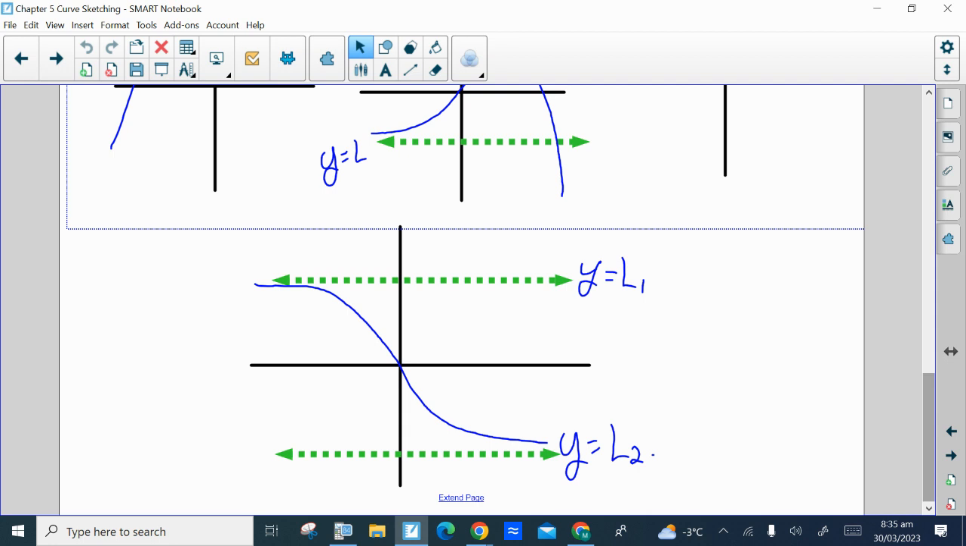And sometimes you might have two horizontal asymptotes. So all these things are possible, and we're going to see different examples of these happening. But what you have to remember is that it's possible that a graph may cross an asymptote at one point and then approach it somewhere else.